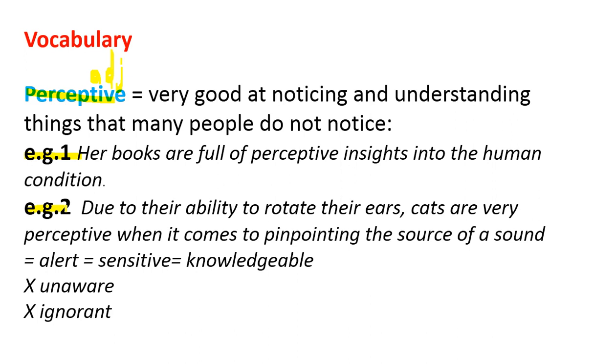Her books are full of perceptive insights into the human condition. Examined that due to their ability to rotate their ears, cats are very perceptive when it comes to pinpointing the source of a sound. Because the cats, as you can see, whenever any sound happens around them, they start to turn their ears because they can hear well, because they are perceptive animals. So the synonym of perceptive is alert, awake with the things and keep following, sensitive, knowledgeable. The opposite is unaware, ignorant.